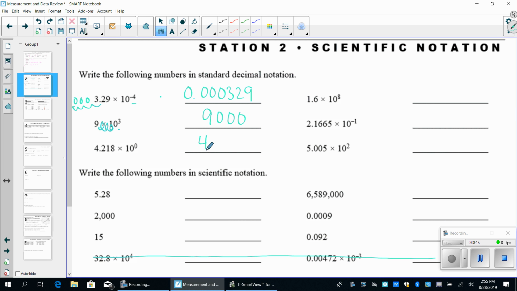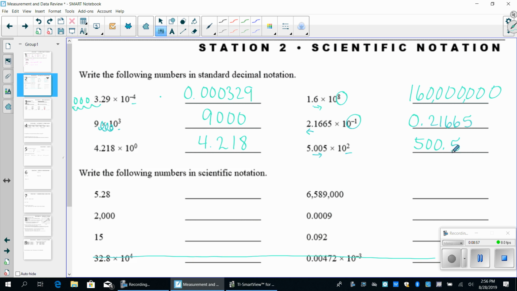This one just stays as is because that exponent of 0 tells you the decimal place does not move. This 8 tells you that the decimal moves to the right 8 places. So 1, 2, 3, 4, 5, 6, 7, 8. And this -1 tells you that the decimal moves to the left 1, so that's 0.21665. And the 2 being positive means that the decimal place moves to the right 2 places, so that should be written as 500.5.